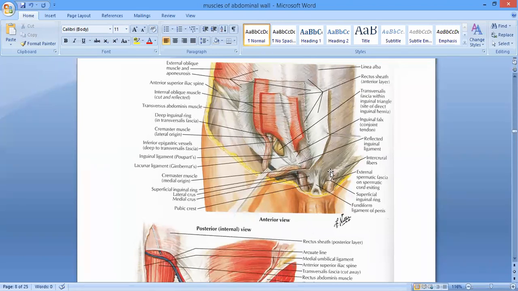These two crura are joined with each other in the middle by these fibers. These are called the intercrural fibers, okay? These are two crura, two borders, and the fibers joining these two borders together are called the intercrural fibers, right?